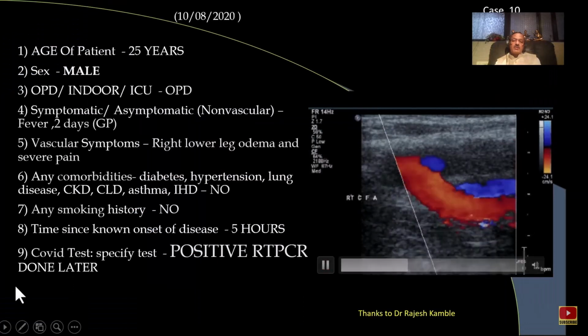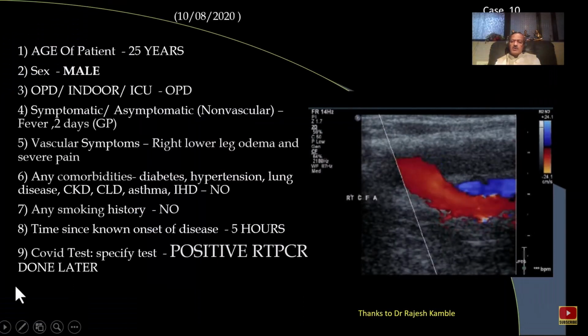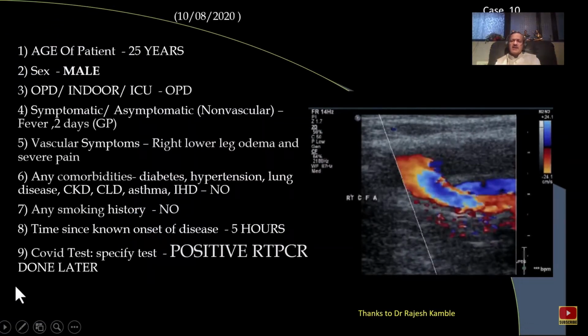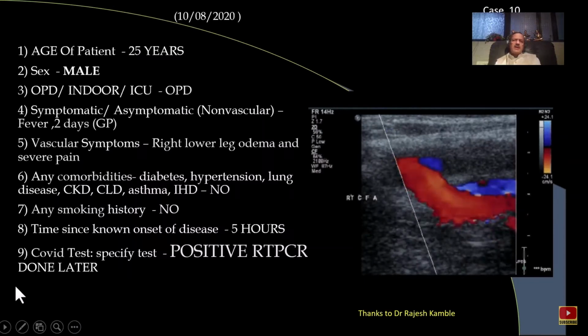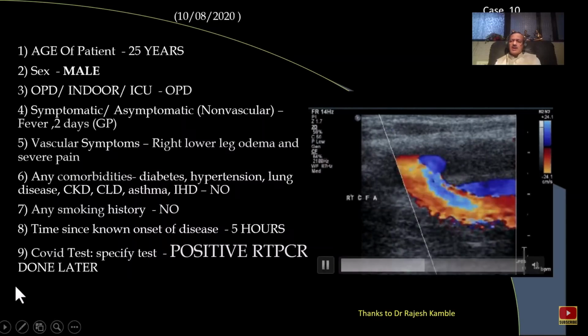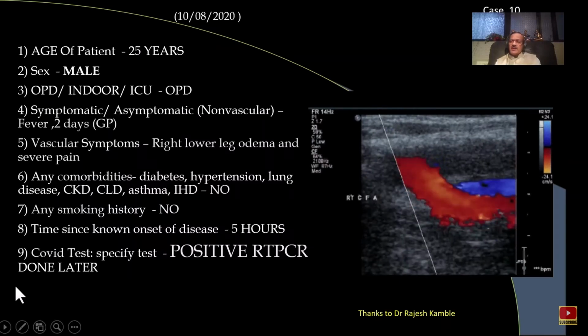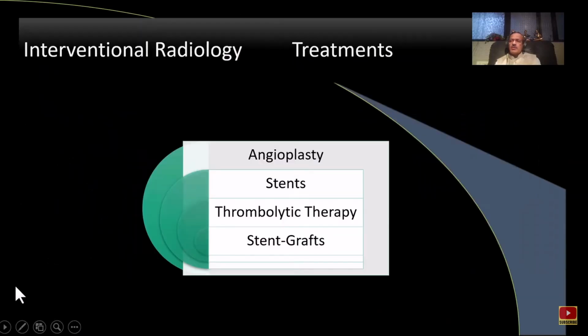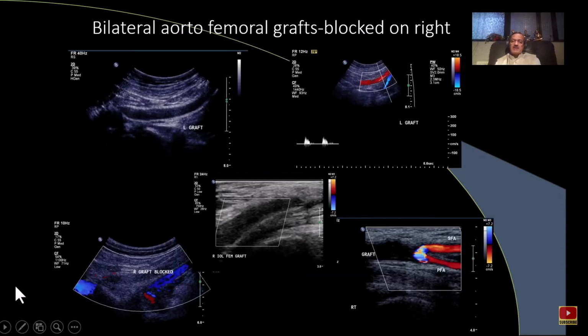Here's an example of a young person who came from Rajesh's clinic with ischemia in the leg, and he had symptoms which were there only for a few hours. He had a total occlusion of the SFA and was subsequently a COVID positive case. So normally there are a lot of interventions which are done: angioplasties, stent support. We can have thrombolytic therapy, which is again becoming popular. We can have grafts. So let's see just some examples.